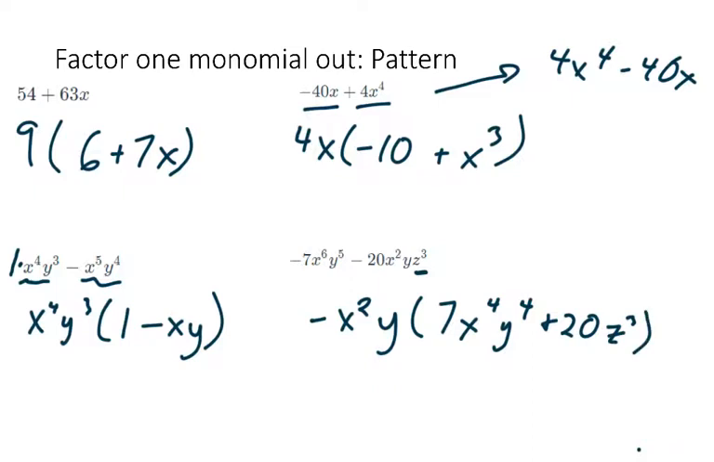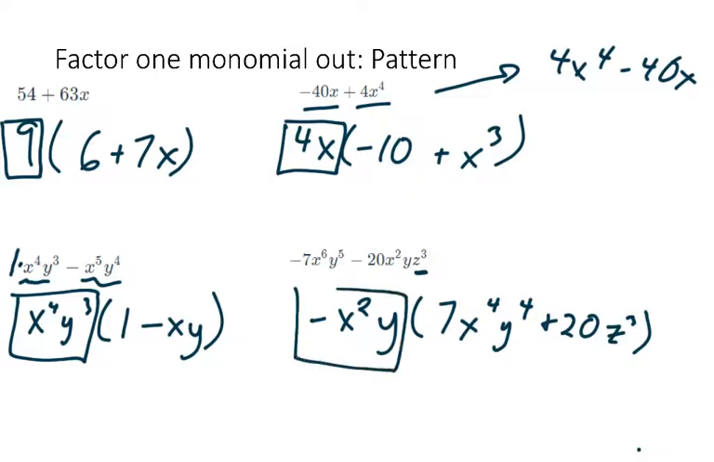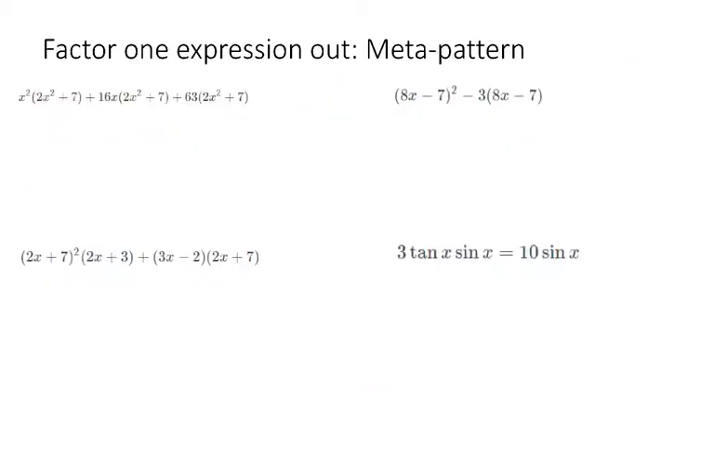So this should all be basically familiar. But again, I want you to see this sort of pattern of, hey, there was a 9 in both of these, and we pulled it out. There was a 4x in both of these, so we pulled the 4x out. There's an x cubed, y cubed in both of these, so we pulled that out. There's a negative x squared y, so we pulled that out. The same thing's going to happen when we hit what I'm calling meta patterns.